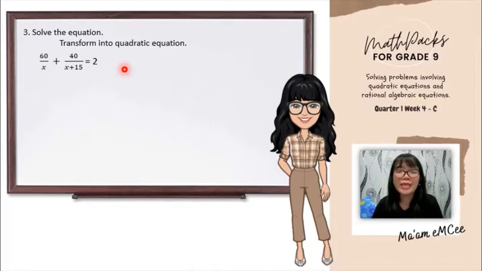But the question is, what will be our LCD? So try to notice we have here our denominators, x and x plus 15. Now my question is, is there any common factor between x and x plus 15 other than 1?